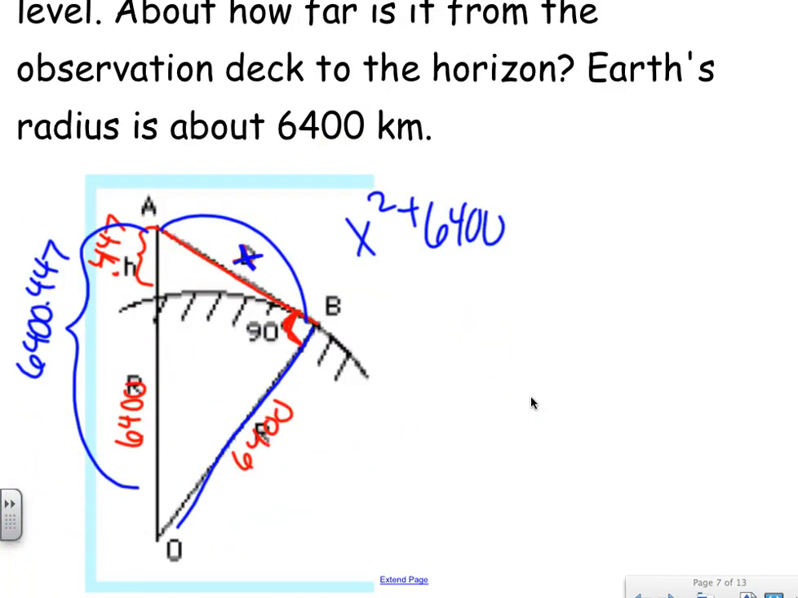Okay, a squared plus b squared equals c squared.